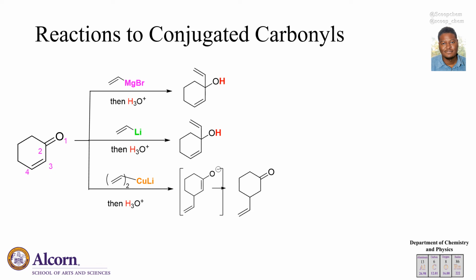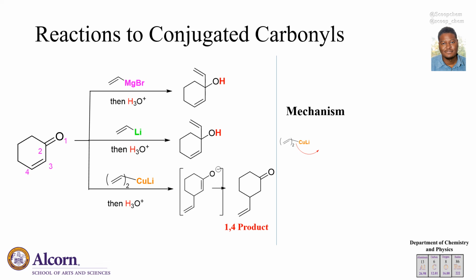This gets protonated to this final product of a ketone. What's important here, again, is that the cuprate yields the 1,4 product as the major product. Let's consider this reaction's mechanism really quickly.